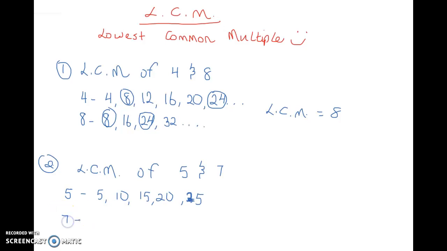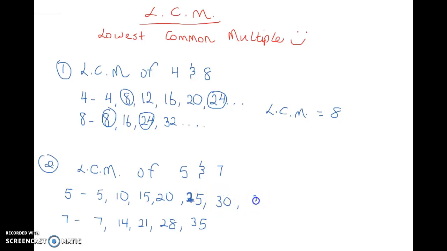Let's list the multiples of 7. 7, 14, 21, 28. Now if you look at the two numbers, the multiples of 5 and 7, we still have nothing in common. So we need to keep going. Let's go one more for the 7. We get what? 35. Let's go one more for the 5. So we get 30 here.